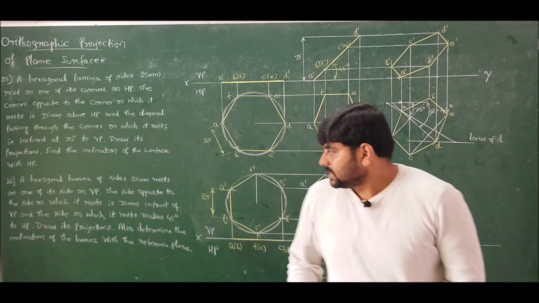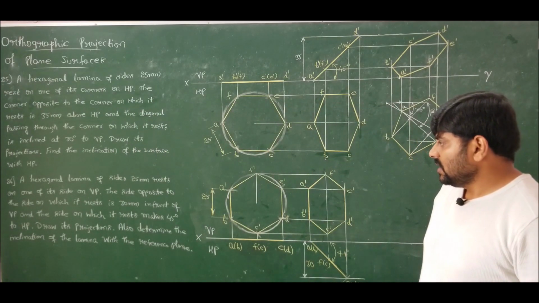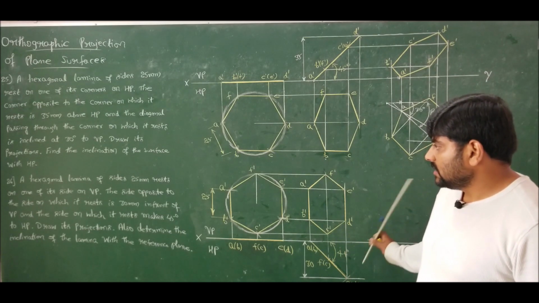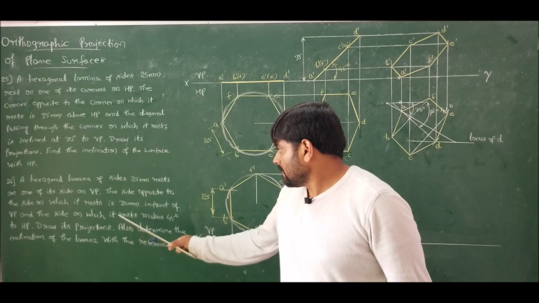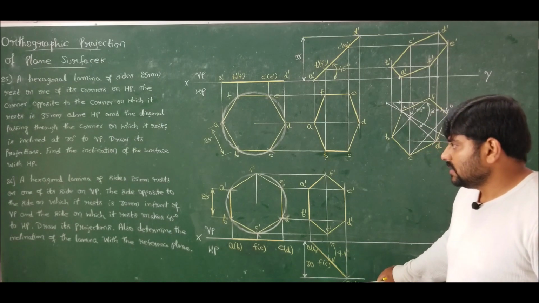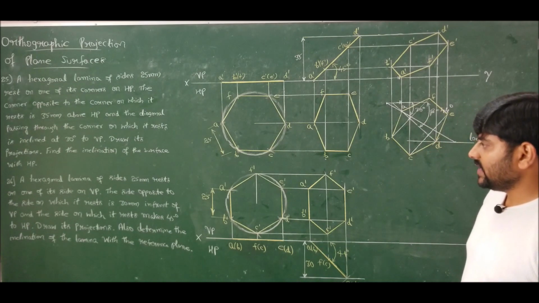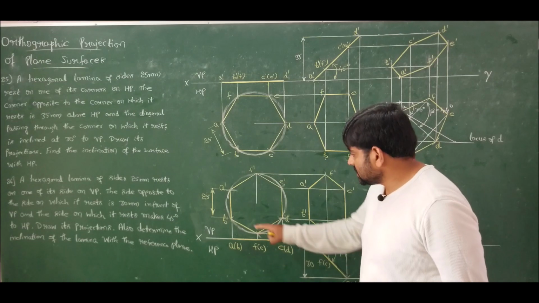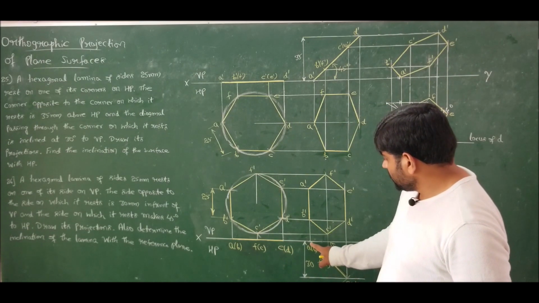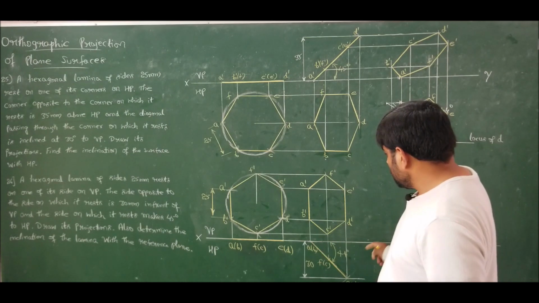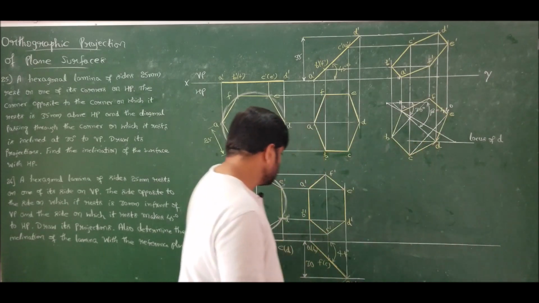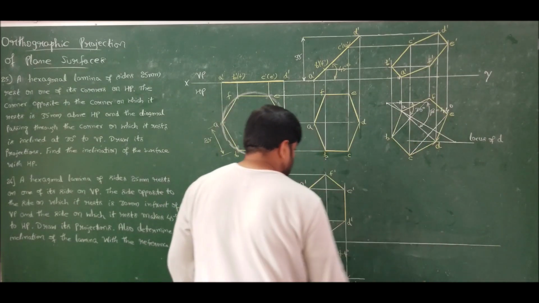Now finally what he says, I want to show inclination with respect to HP in the final position, correct? The side opposite to the side on which it rests is 30 mm in front of VP, and the side on which it rests makes 45 degrees to HP. On what side is it resting? It is resting on side A dash, B dash, right? It is resting on side AB. So A dash, B dash should incline at an angle of 45 degrees to HP.